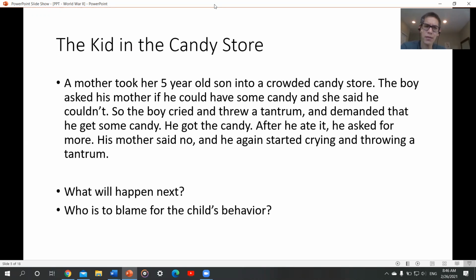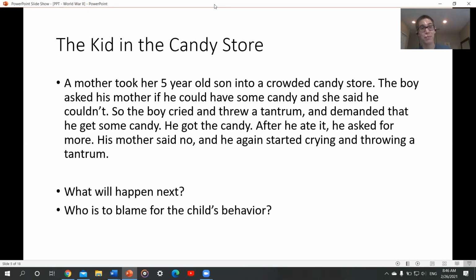Okay, what's going to happen next? You're probably going to say that the mom's going to give the kid candy again because it worked to shut the kid up the first time. Now, who's to blame for the child's behavior? Again, giving you a second to think. Most of you, I'm guessing, are probably going to blame the mom. She's enabling her son's behavior.